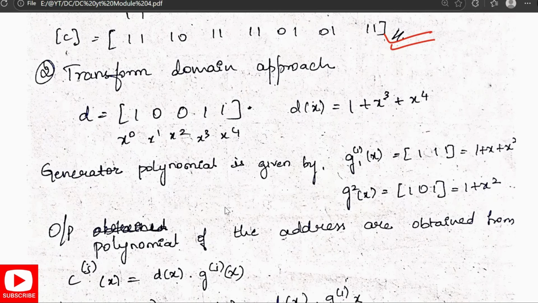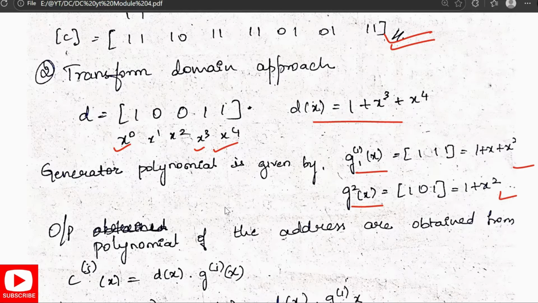Now the transform domain approach, let's see and check whether we are getting the same answer or not. Here this is the D that we had given. So write down their coefficients. Where the 1 is there, it is for x0, x3 and x4. So that forms our D of x. Similarly, for g1 of x and g2 of x, write down the two equations.